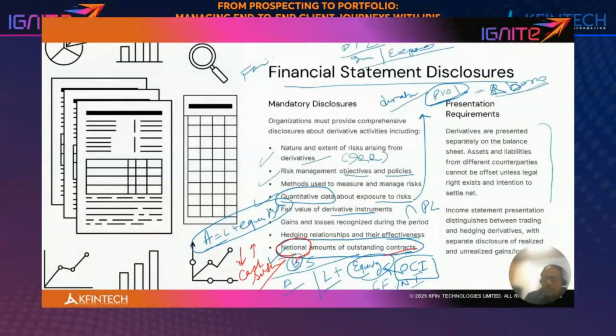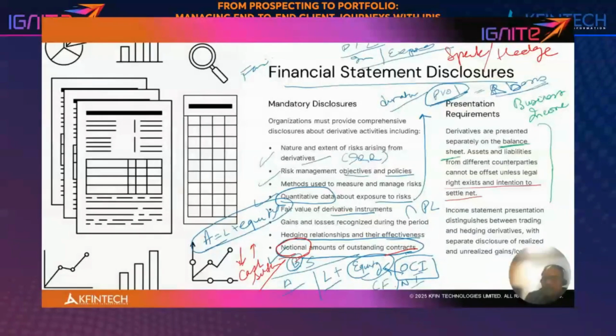Presentation requirements. Derivatives are presented separately on the balance sheet. Why is it separated on the balance sheet? Because derivative income is treated as business income, and the derivative transaction itself is to hedge or to speculate. So it is treated separately from the different assets. Assets and liabilities from different counterparties cannot be offset unless a legal right exists and there is intention to settle net.